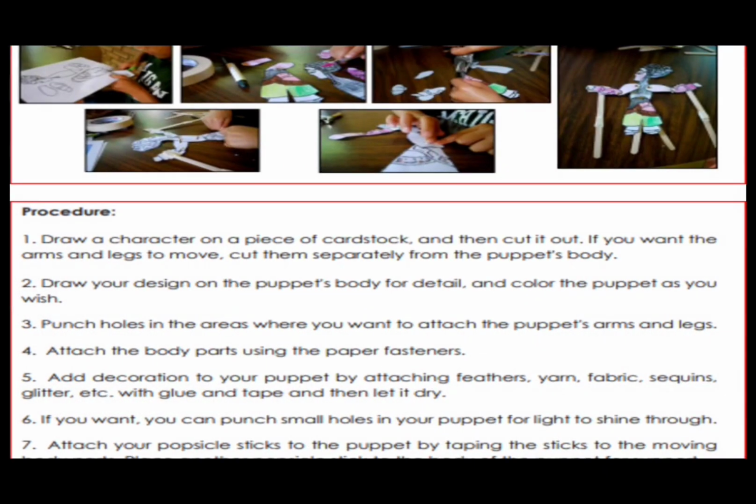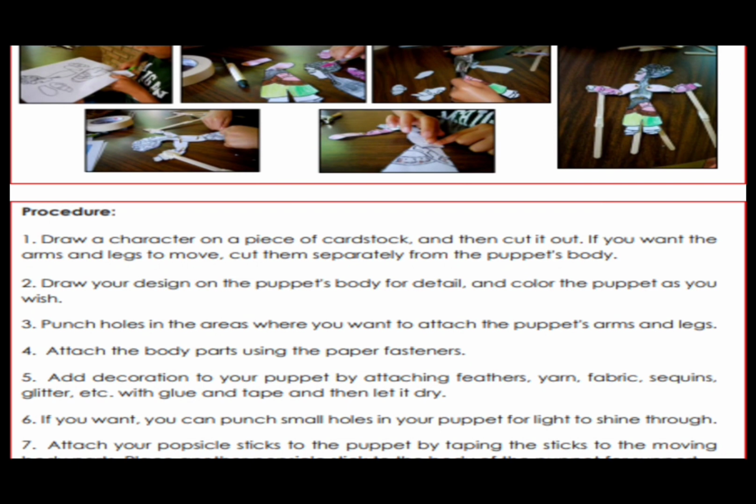Number 1. Draw a character on a piece of cardstock and then cut it out. If you want the arms and legs to move, cut them separately from the puppet's body. Number 2. Draw your design on the puppet's body for detail and color the puppet as you wish. Number 3. Punch holes in the areas where you want to attach the puppet's arms and legs. Number 4. Attach the body parts using the puppet fasteners.